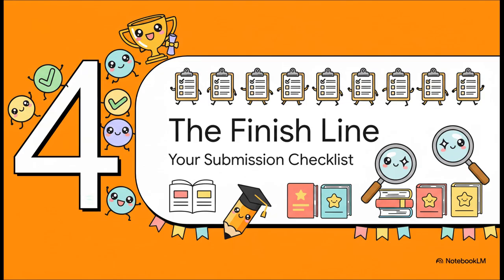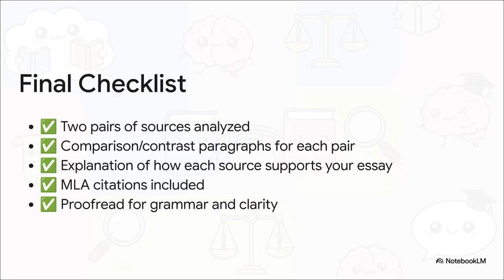And there you have it. You've done the hard intellectual work. You are officially at the finish line. Now we just need to make sure all that effort pays off with a nice, polished final product. So, here is a quick submission checklist. Just do one final check. Have you analyzed two different pairs? Did you clearly compare them and explain what each one contributes to your argument? Are all your citations in order? And please, whatever you do, do not skip that final proofread. It makes such a huge difference.